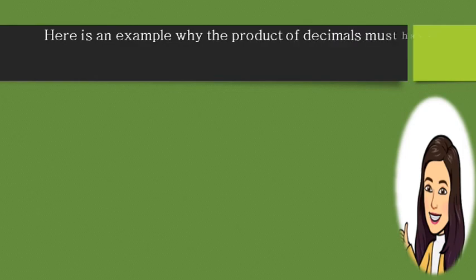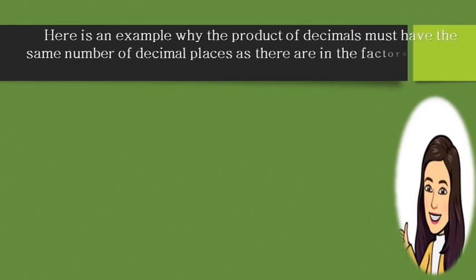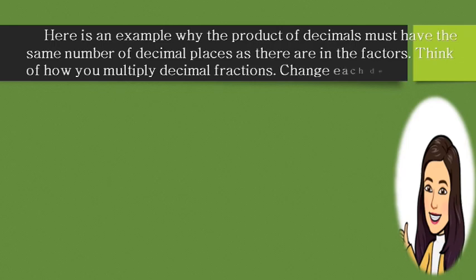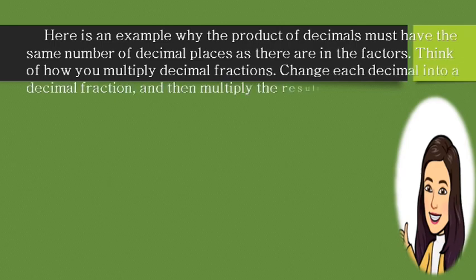Here is an example why the product of decimals must have the same number of decimal places as there are in the factors. Think of how you multiply decimal fractions. Change each decimal into a decimal fraction and then multiply the result. 3/10 times 41/100 equals 3 times 41 over 10 times 100.